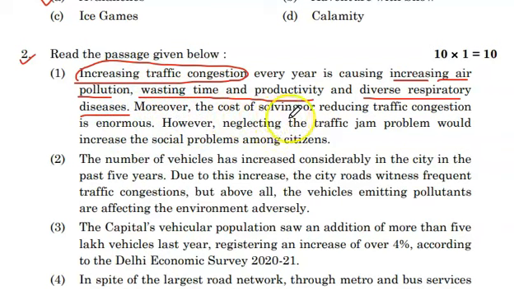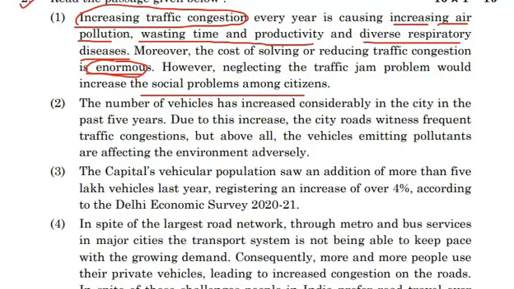Moreover, the cost of solving or reducing traffic congestion is enormous. Enormous means huge. That means if the government tries to solve this traffic congestion problem, then its cost is huge. However, neglecting the traffic jam problem would increase the social problems among citizens. But it cannot be ignored, it cannot be neglected either. So the first paragraph is talking about increasing traffic congestion and the problems caused due to it. It cannot be easily solved because it involves enormous cost.